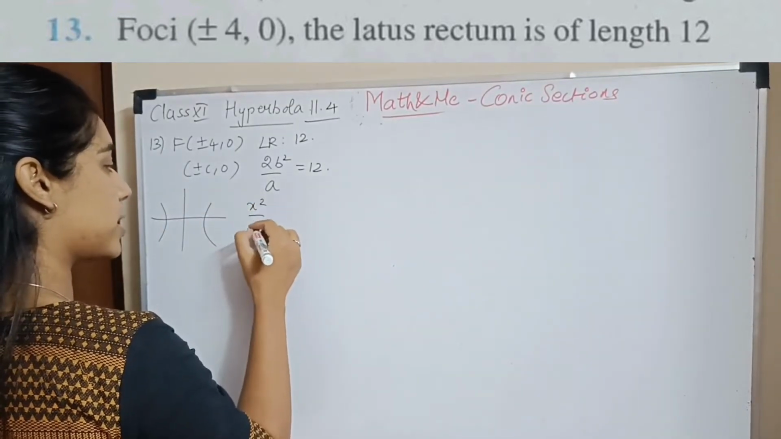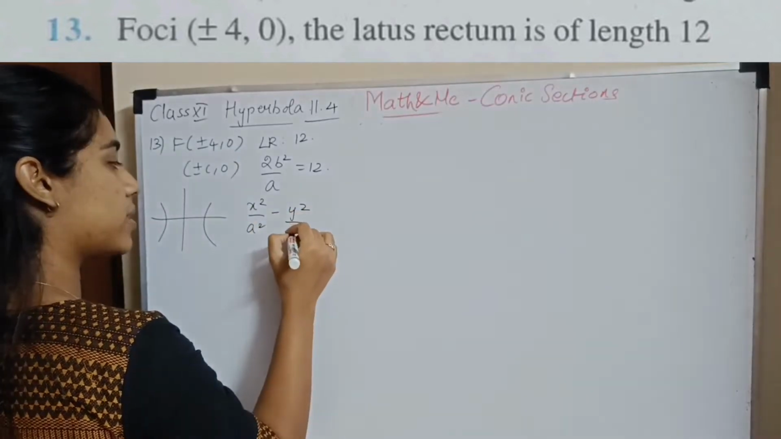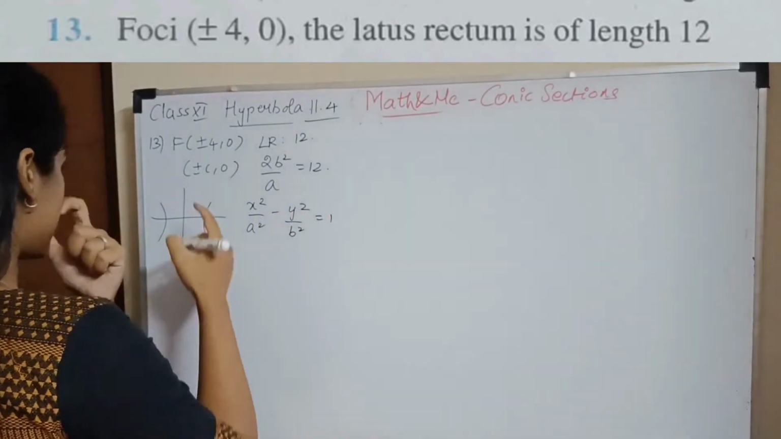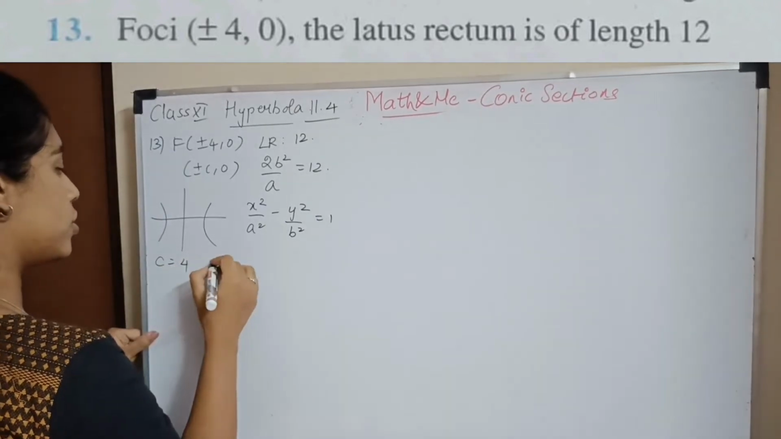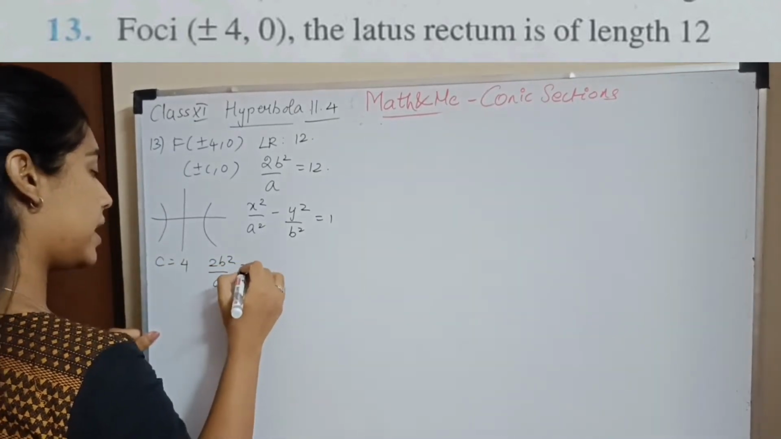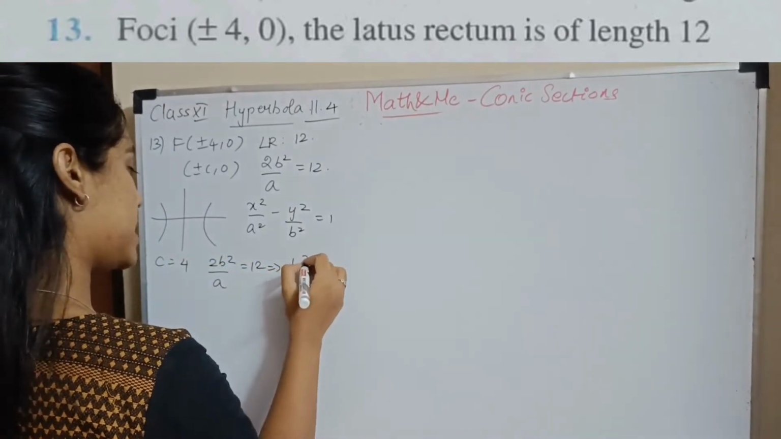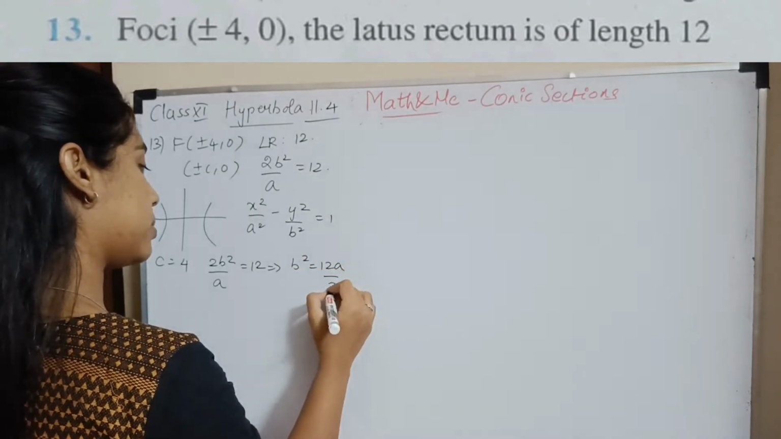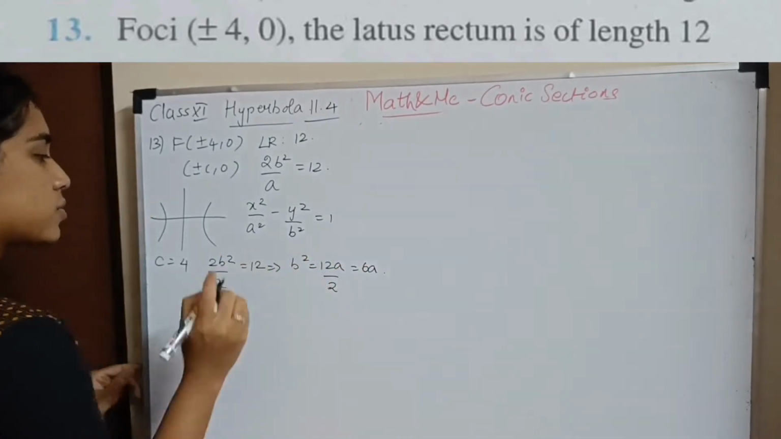So the equation is x square by a square minus y square by b square equals 1. So what do you have? c equals 4. 2b square by a equals 12, which means b square equals 12a divided by 2, which is 6a. This is one equation.